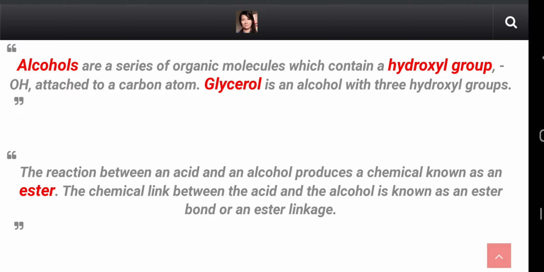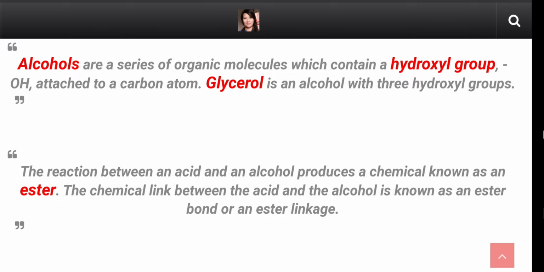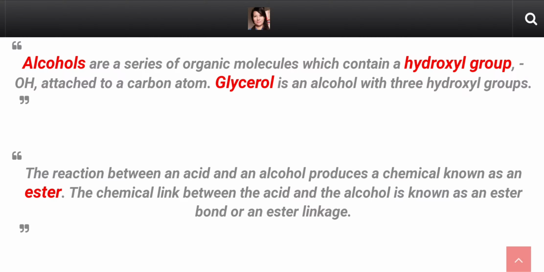Now I'm going to talk about alcohols. What is an alcohol? Alcohols are a series of organic molecules which contain a hydroxyl group attached to a carbon atom. Glycerol is an alcohol with 3 hydroxyl groups.